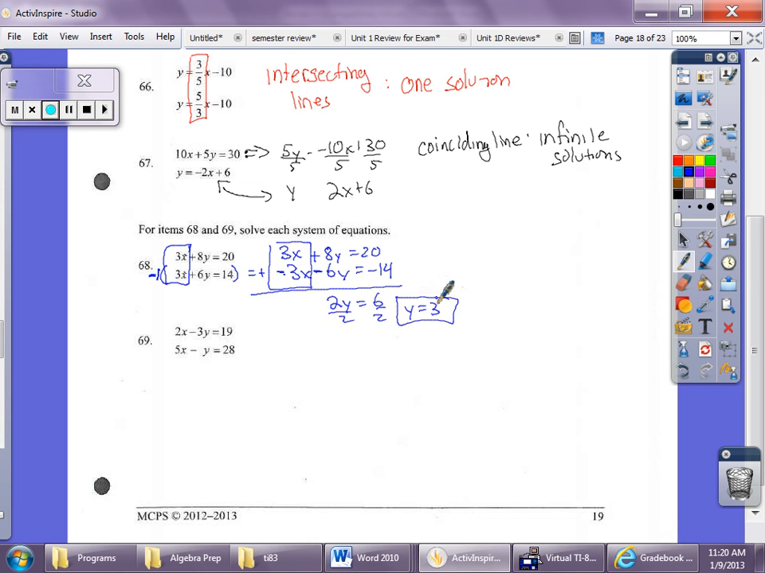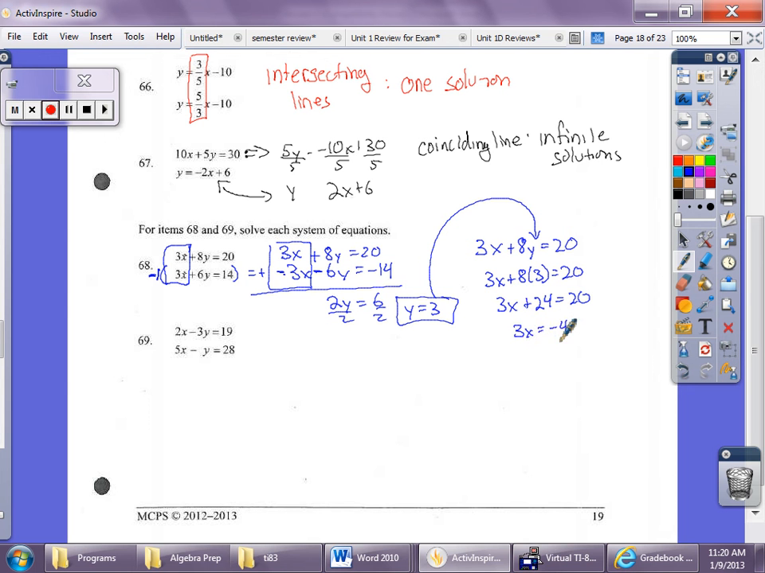So once we know what y is, we can quickly figure out what x is. So we choose one of the equations. I just chose the top one. We plug in 3 for y. So we get 3x plus 8 times 3 equals 20. 3x plus 24 equals 20.